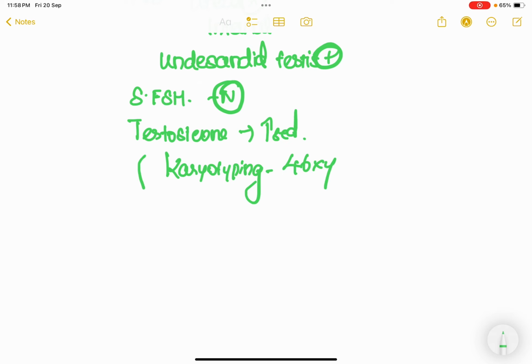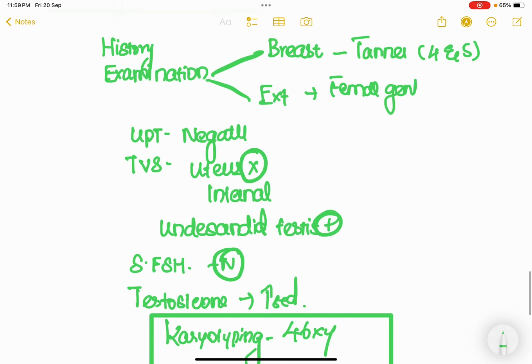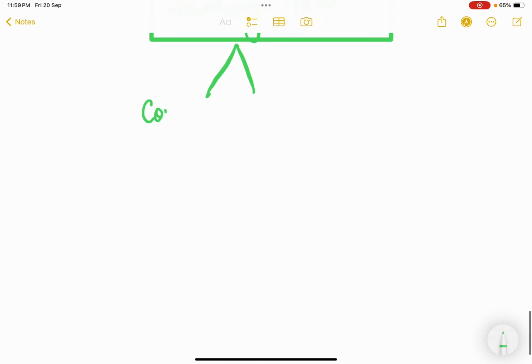So a 46XY karyotype in a patient with testosterone increased, serum FSH normal, undescended testis, uterus absent, no internal genitalia, female external genitalia, UPT negative, breast development corresponding to Tanner stage 4 and 5, and pubic and axillary hair either partially developed or absent. Only with these things can we come to a conclusion about whether it is a case of complete or partial androgen insensitivity syndrome. Then you go with the treatment: let the patient be female, do estrogen replacement therapy, gonadectomy, and then vaginoplasty.